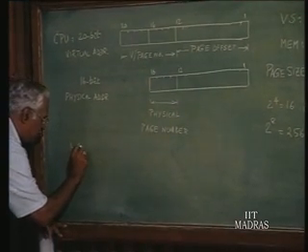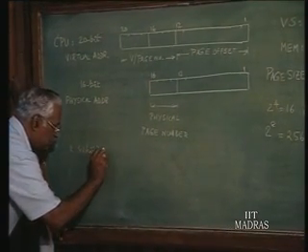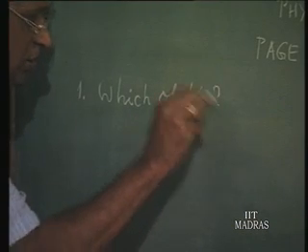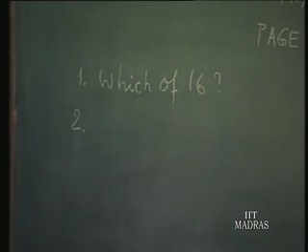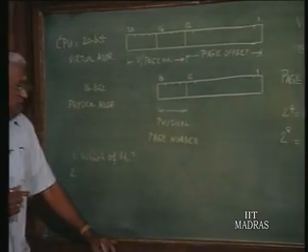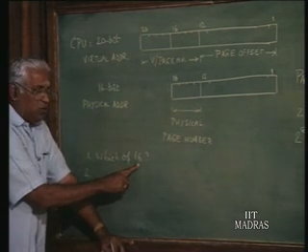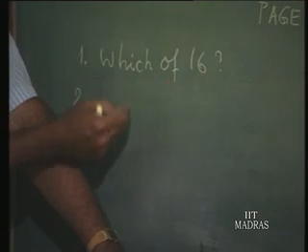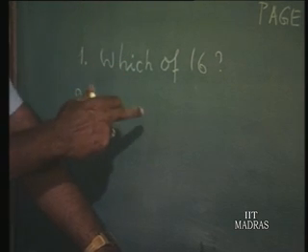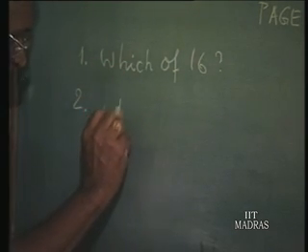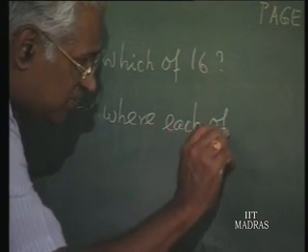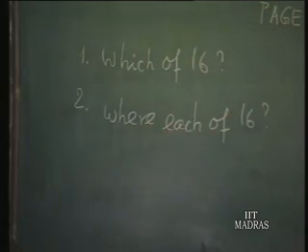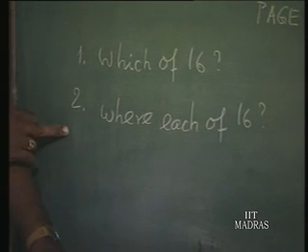Now, which of the 16 out of 256 pages, and second thing is, given a specific virtual page, where exactly is it? That is, 16 out of the 256 virtual pages will be in physical pages. So, given a specific virtual page, where exactly is it, in other words, where is each of these 16. So, these are the things. CPU must know this, agreed, otherwise how can it proceed?